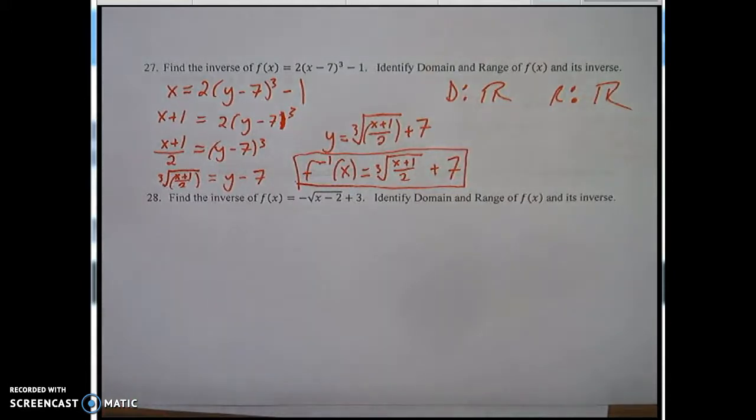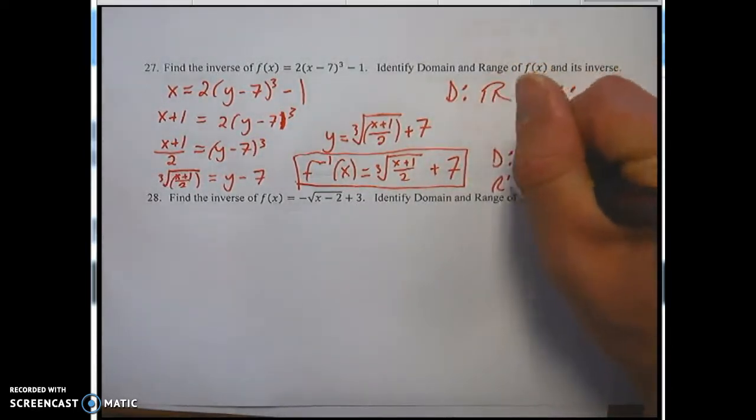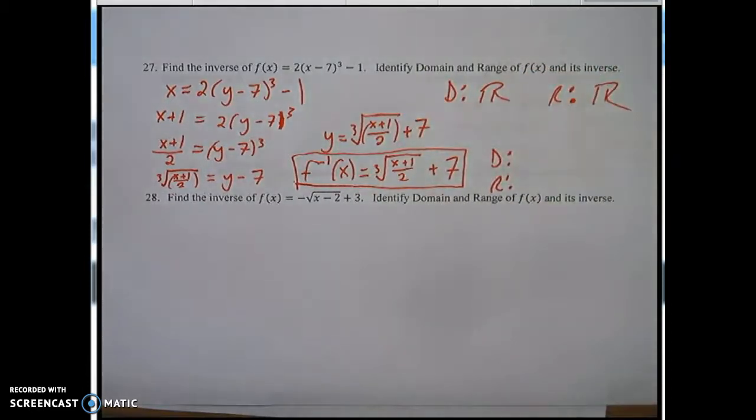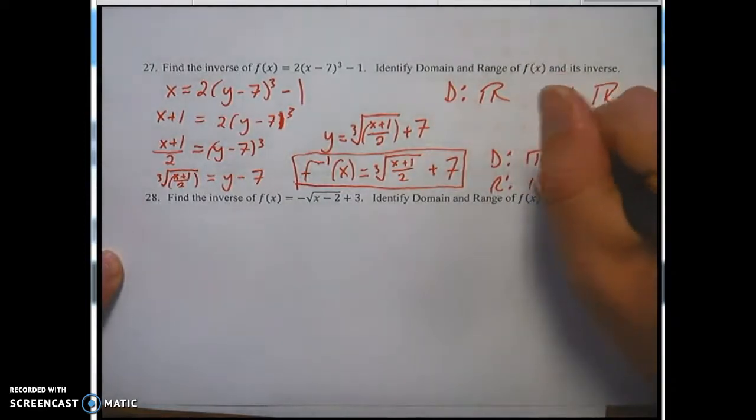We're supposed to identify the domain and range of that as well. And hopefully you remember that the domain and range of the inverse is the same as the domain and range of the original, just flipped. In this case, they're both all real numbers, so both of these will be all real numbers as well.